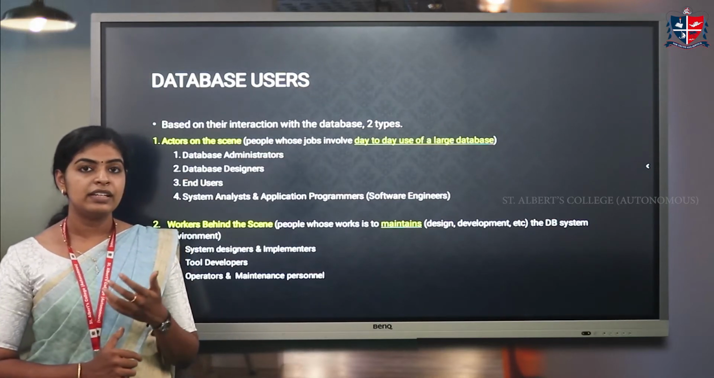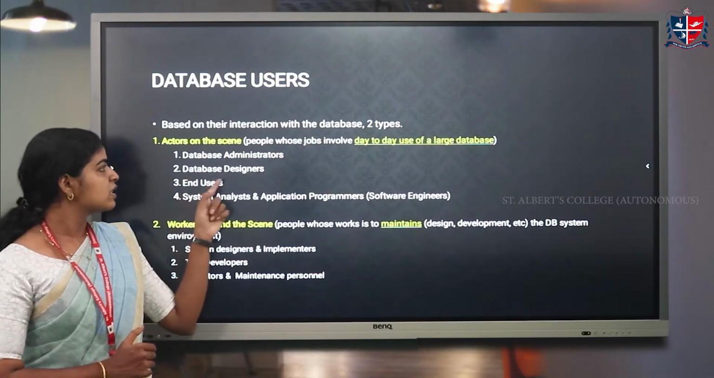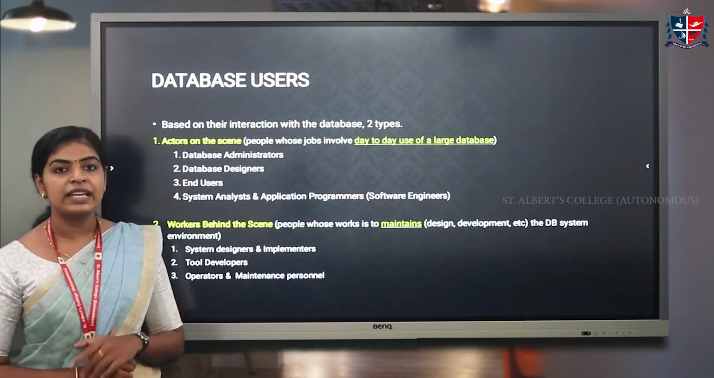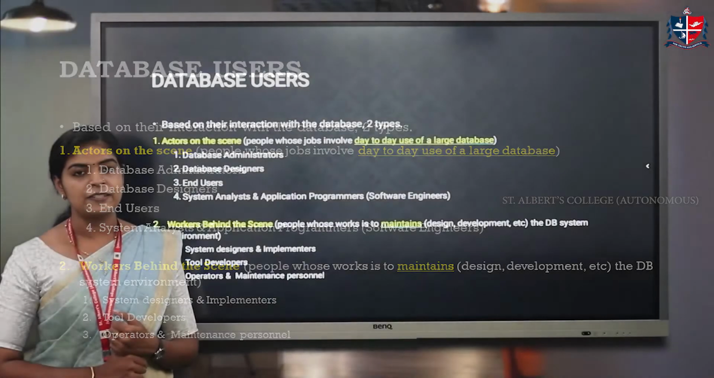There are some examples or categories for actors on the scene. First one is database administrators. Second one is database designers. Third one is end users, and fourth one is system analysts and application programmers. They are also known as software engineers.